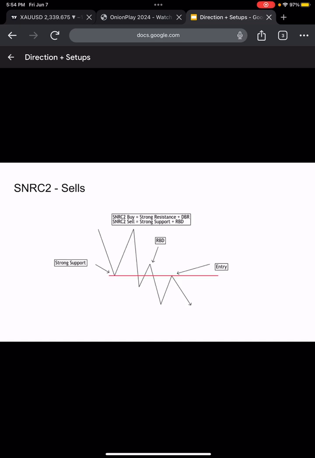So for the opposite, strong support, rally-based drop, and then the entry. It's a continuation pattern again.